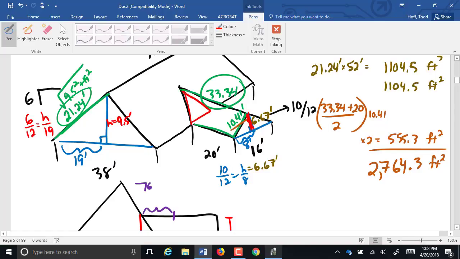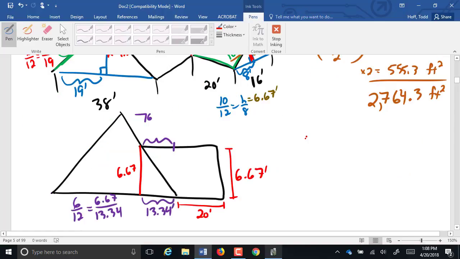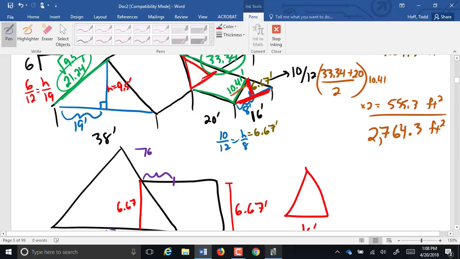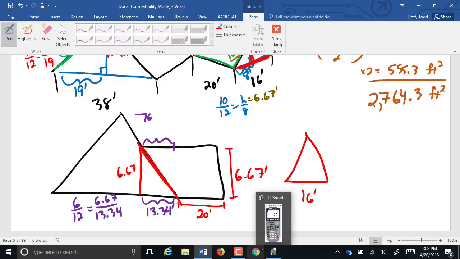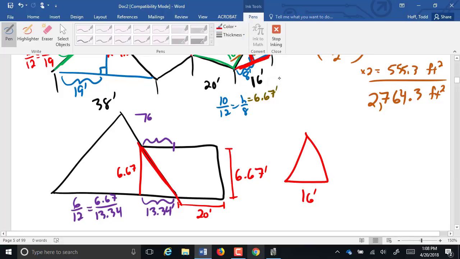Take out that triangle. Good. We know that triangle is 16 feet wide because that's the width of that dormer, right? We don't know the height. That height goes up the slope, but that would come from right here. So how do we find that? Pythagorean theorem will give us what?